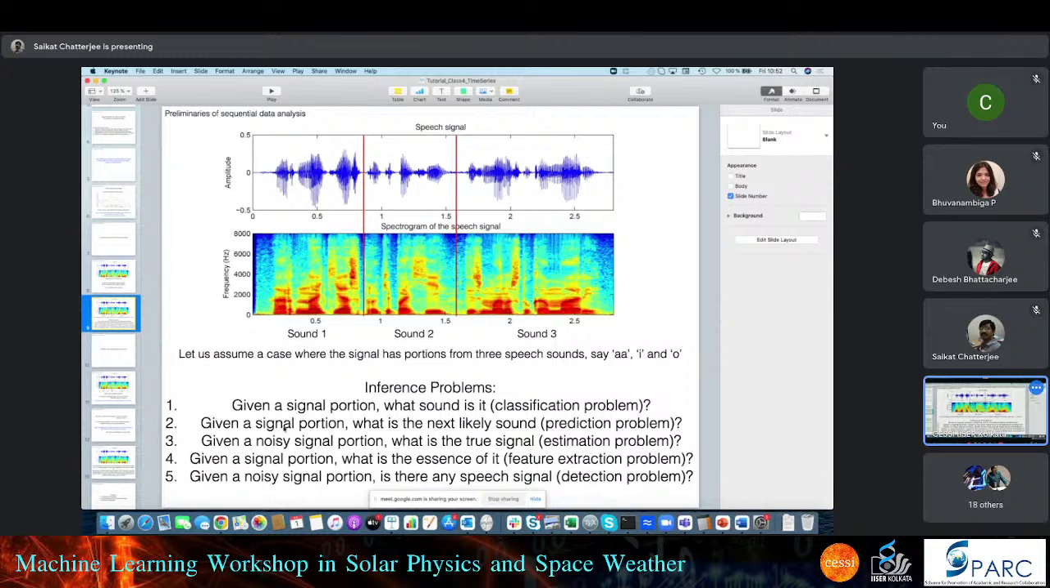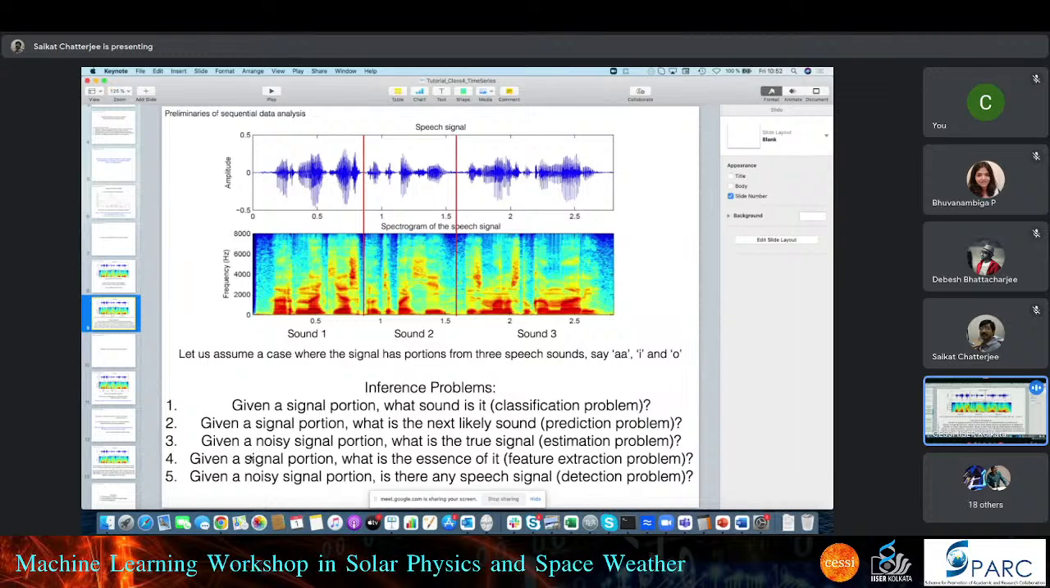Second, given a signal portion, what is the next likely sound? For example, I give you this one, let's say A. You have to predict whether the next one should be E or O. That's a prediction problem. Even in the sound domain, I'm not now predicting the values of the time series. I'm just trying to predict what the sound event is, given an event.